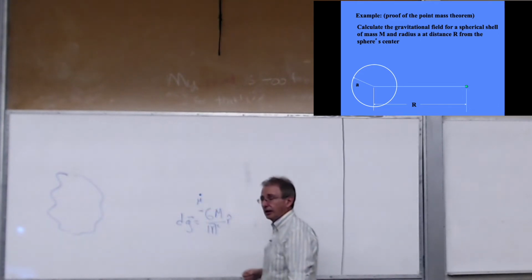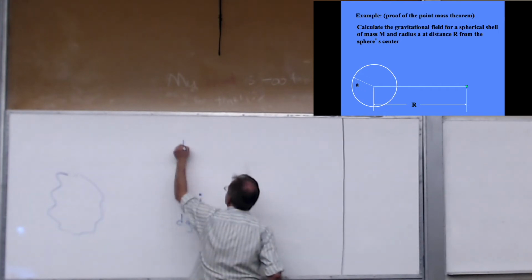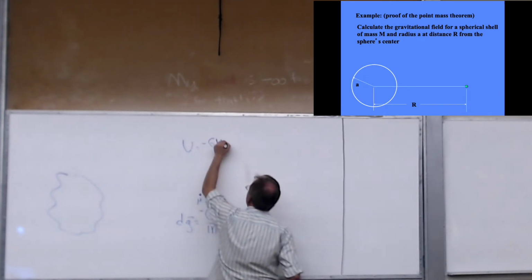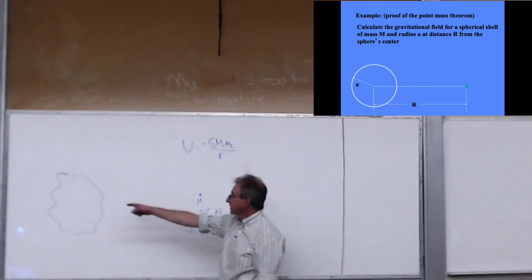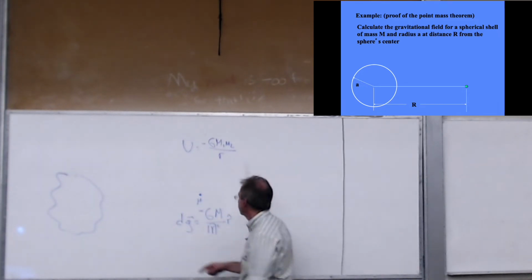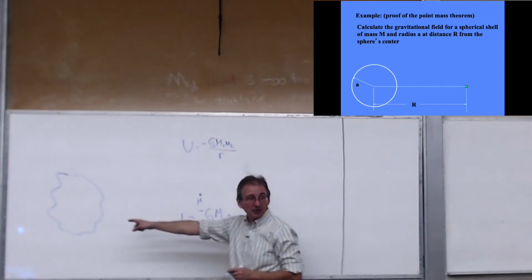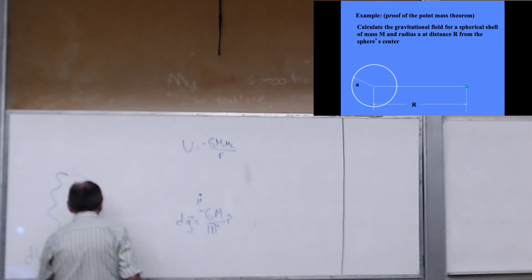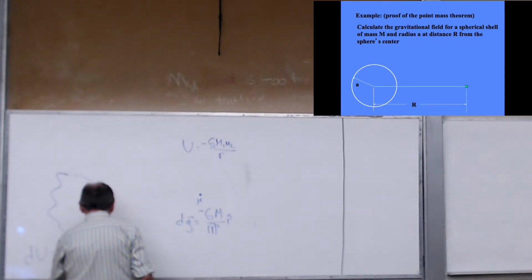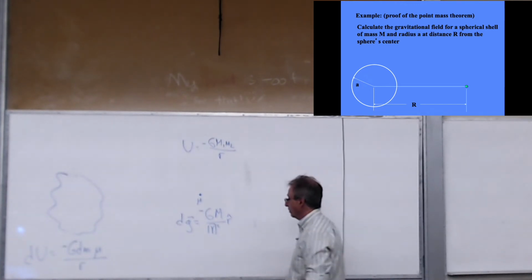We'll call it mu. Now I want to calculate the potential energy that this mass experiences. Well, you know potential energy is minus G m1 m2 over r, correct? But that's an extended object. So if I want to find the potential energy, I have to break that piece up into a lot of different pieces and sum up. So I have to write dU equals minus G dm, times mu, over r. Remember, r is the magnitude of the vector from the source to the object in this case.